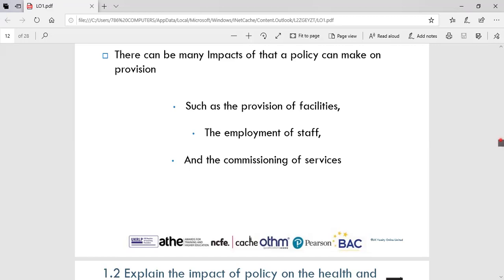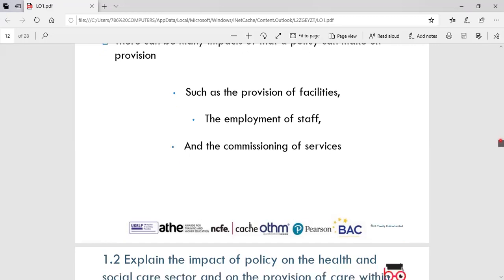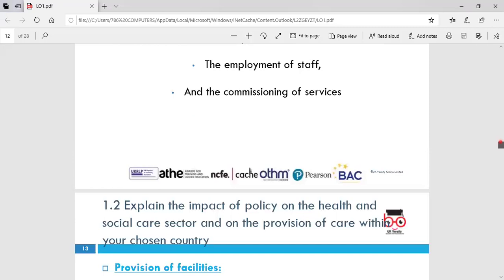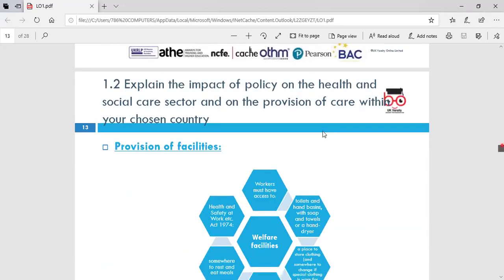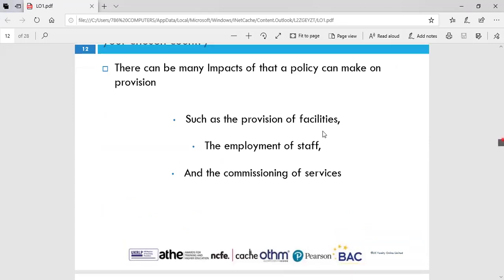So there are different ways that the policy impacts on provisions. We're talking about provision of health, employment of staff. If I'm talking about staff within the education sector, there will be provision of education or training of students. So if you're employing staff, you need to be sure that they're fully trained and that their continuous training is in place. So this is just one example of employment of staff. You can have other examples also.